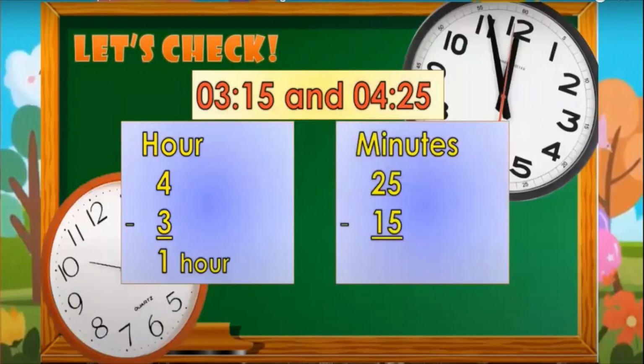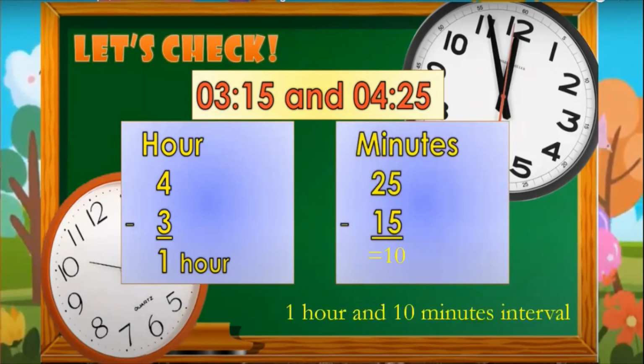How about our second example? What is the time interval from 3:15 to 4:25? So let us subtract our hours. 4 minus 3, that is 1 hour. And for our minutes, 25 minus 15, that is 10. So the time interval between 3:15 and 4:25 is 1 hour and 10 minutes.